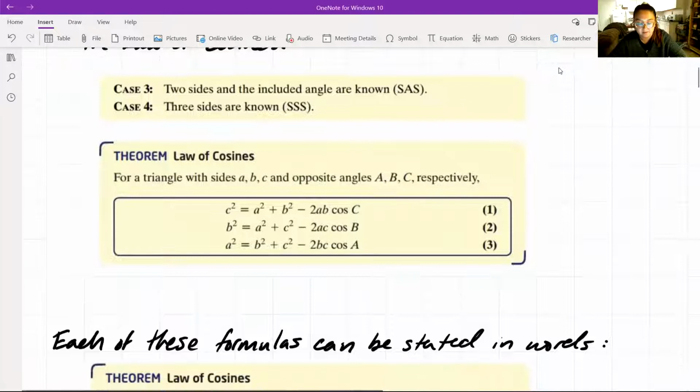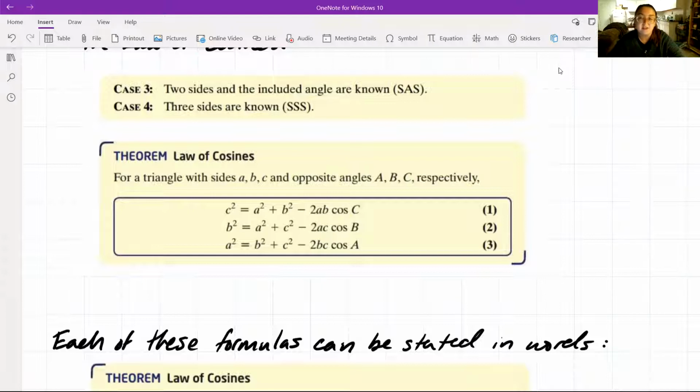three sides are known. Then for our theorem, for our law of cosines, we see that for a triangle with sides a, b, and c, and opposite angles, capital A, capital B, and capital C, respectively, we get these three formulas. Formula 1: c squared is equal to a squared plus b squared minus 2 times ab times cosine of capital C. Then we have b squared is equal to a squared plus c squared minus 2 times a times c times cosine of capital B. Then we have a squared is equal to b squared plus c squared minus 2 times b times c times cosine of capital A.